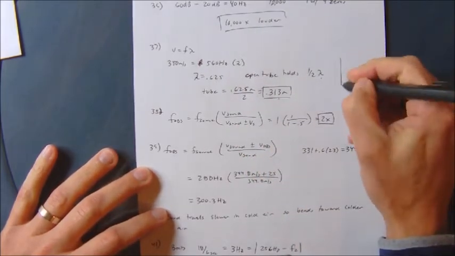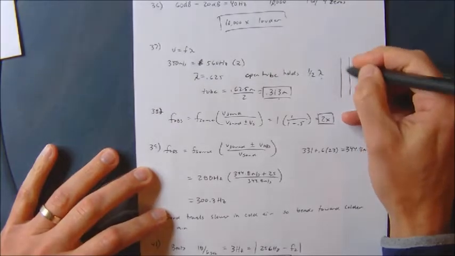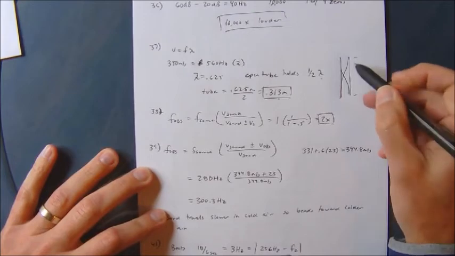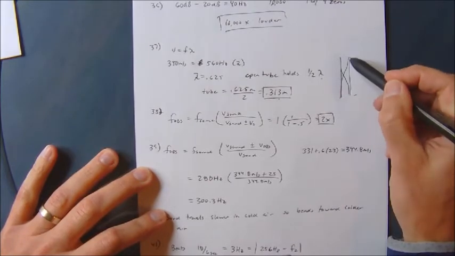And I'll remind you with a picture that looks something like that. Okay, so the whole wavelength does not fit in this tube, only half. So that's from crest to trough.